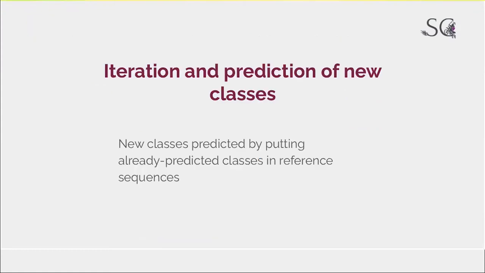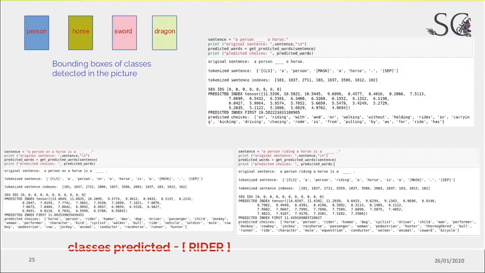So well, I will now explain how we predict instances of person, refine instances of person, and how this is performed iteratively. So imagine that we have an image, and in this image we have four bounding boxes for four different entities or classes. We have the bounding box for a person, then horse, sword, and dragon. The horse, sword, and dragon are quite specific.